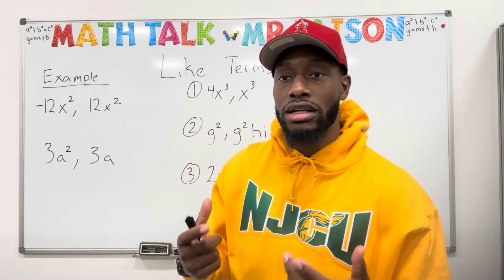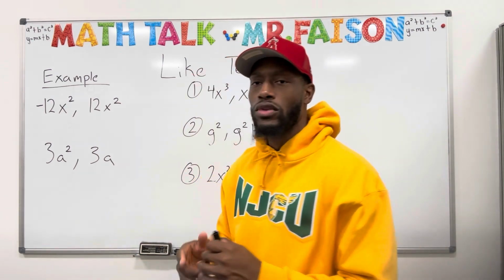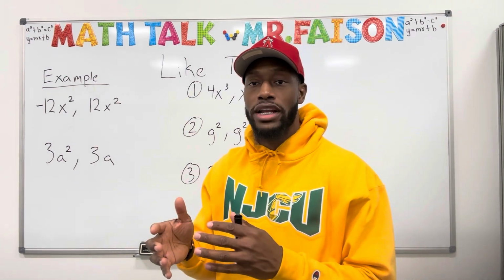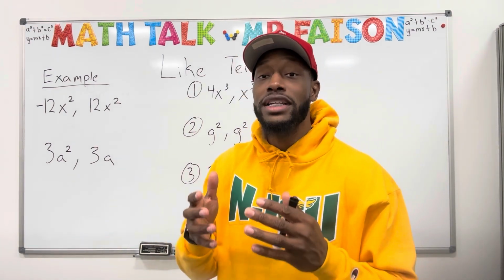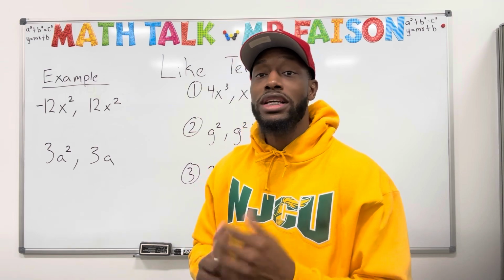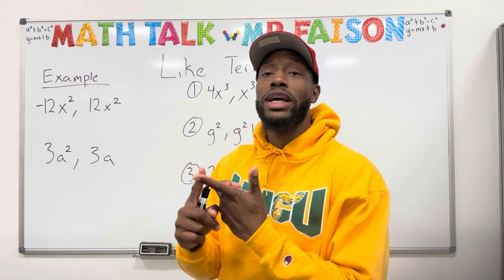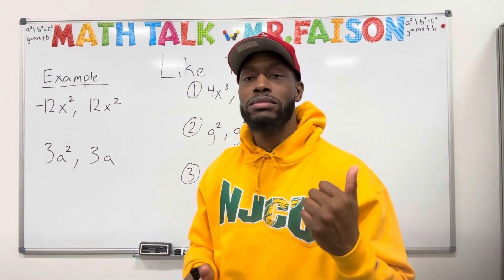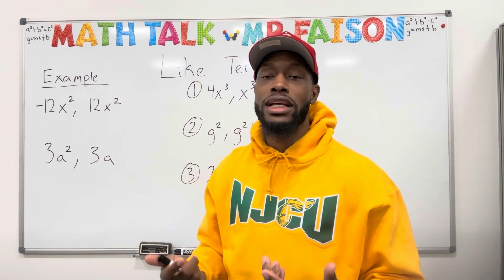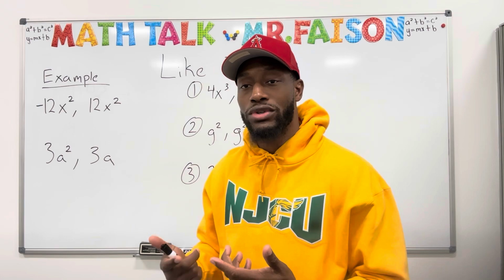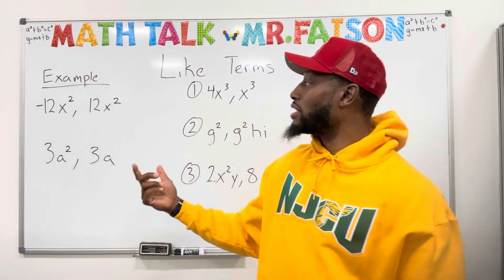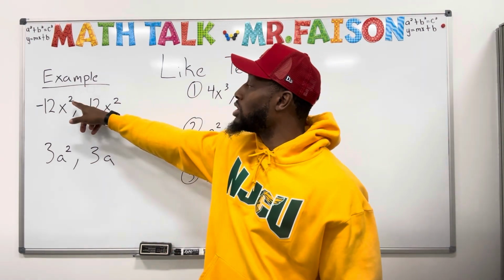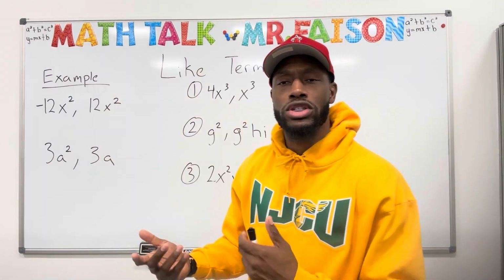Now, the thing about like terms is, for me to know if something is a like term or not, I need to understand polynomials. So I need to know what a variable is, and I need to know what an exponent is. Now, if you want a real breakdown, go back to my last video where I break down understanding polynomials. But for a quick summary, a variable is the letter. The exponent is the small number that you see next to the letter. So let's do this right quick.